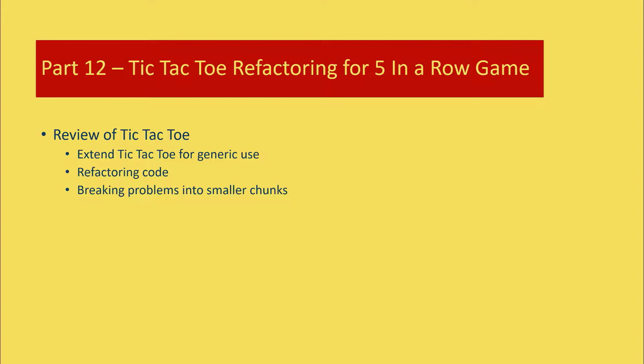In this session, we're going to talk about how to extend the game to be generic and fit any in a row, for example 5 in a row. We will do a quick review on what's wrong with the current Tic Tac Toe game and then look into how to refactor our code.